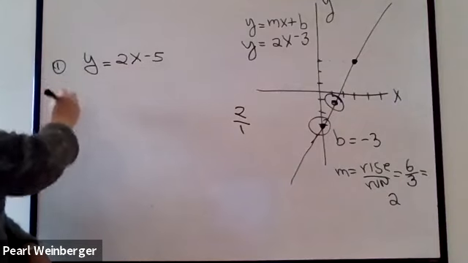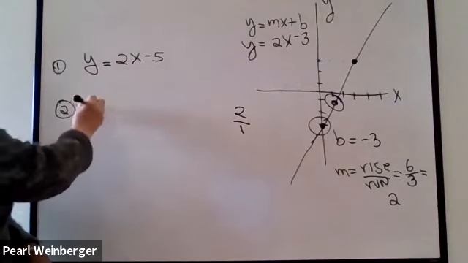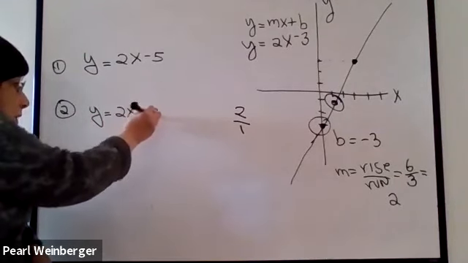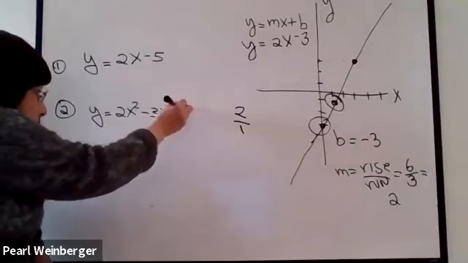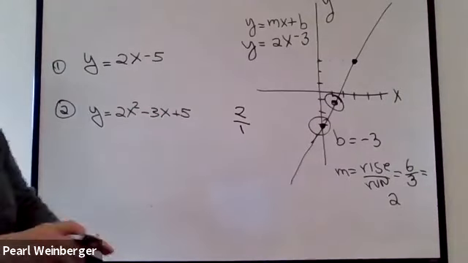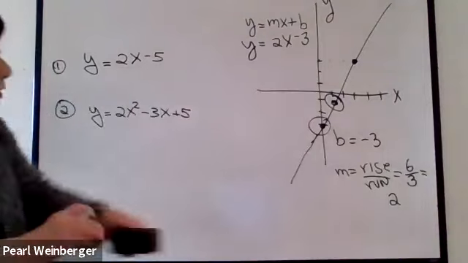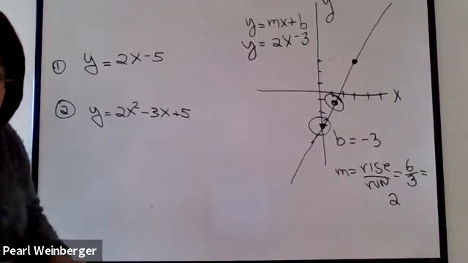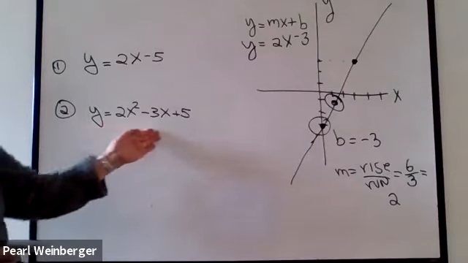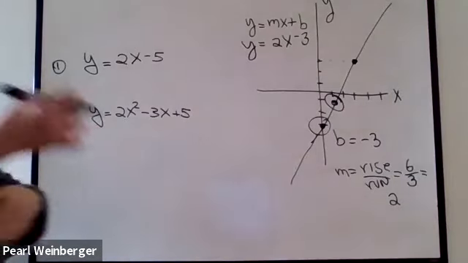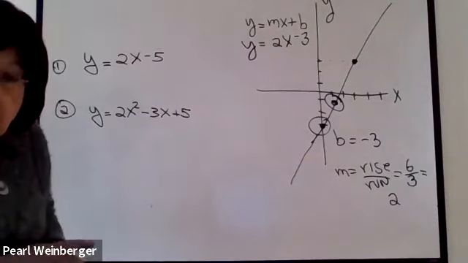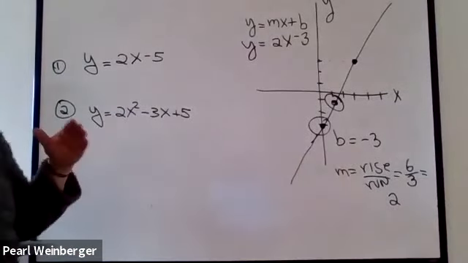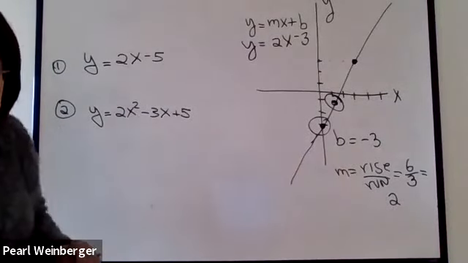Let's call this equation 1. Here's a different equation, equation 2: y equals 2x squared minus 3x plus 5. It's an equation, but it's not a linear equation. I know it's not linear because I see an x squared, an exponent there. We're going to learn how to graph these a little later in the term. It's going to be something called a parabola. It doesn't matter what it's called.